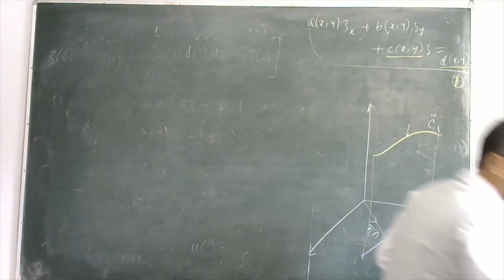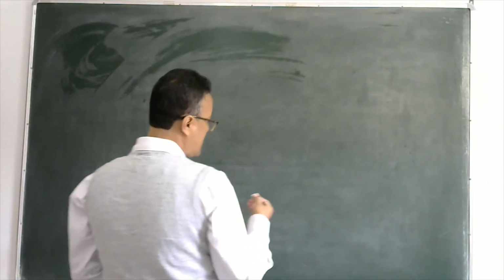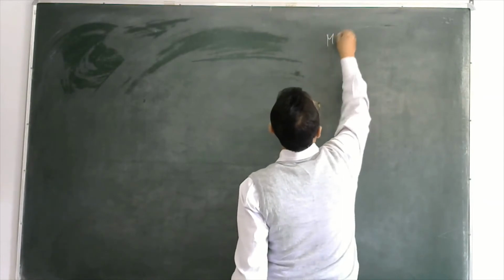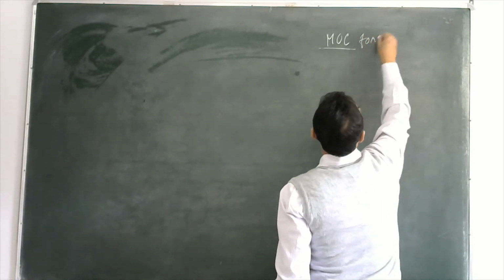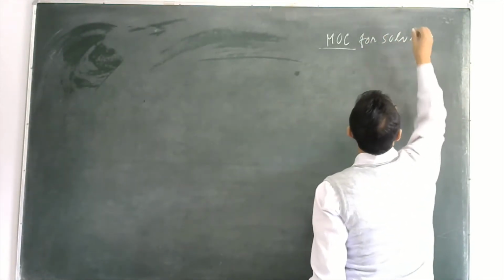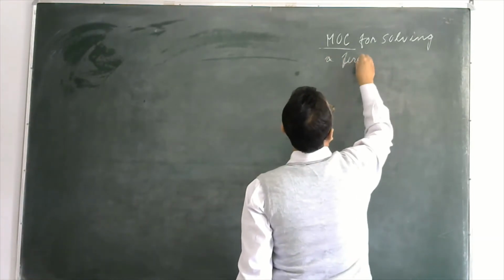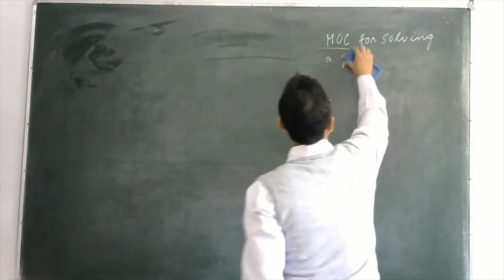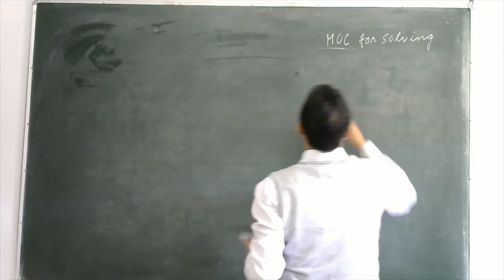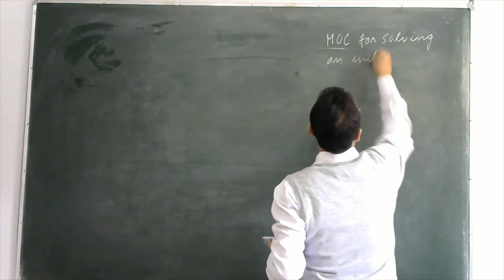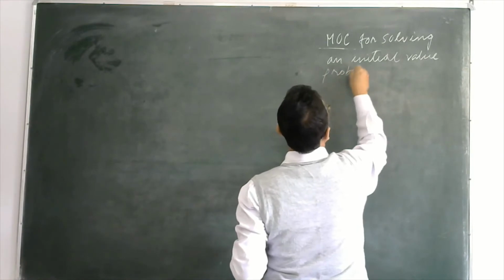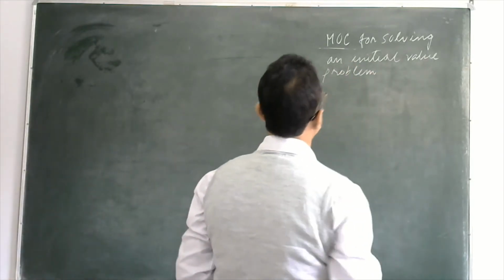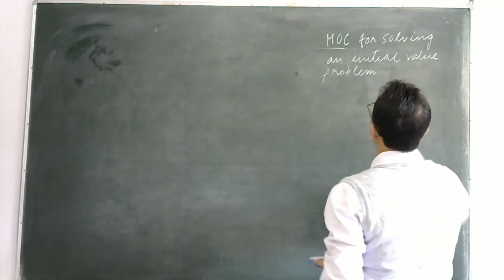Maybe what I will do, let me just erase. So now I will come to the method of characteristics for solving an initial value problem. Okay, initial value problem. So what is going to happen here?